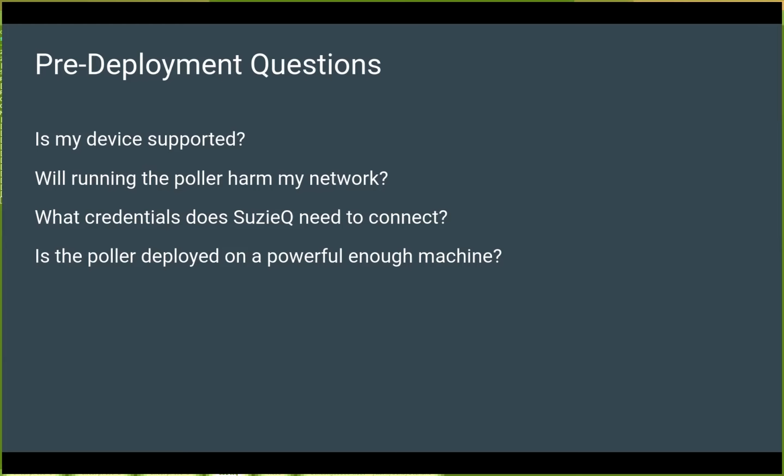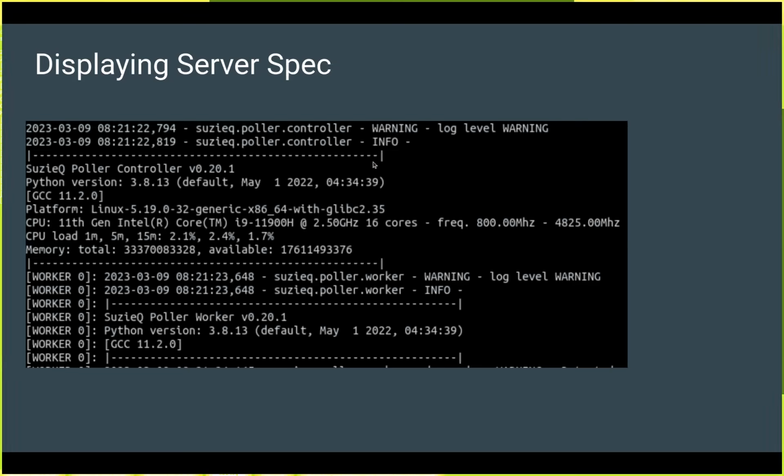So is the poller deployed on a powerful enough machine? I used to answer that frequently on Slack. Instead, what we now do is when you fire up SuzieQ Poller, this is going to be in the next version, it is not in the 0.20.1 which is displayed here. It's actually going to be in 0.21, which will hopefully be out by the end of March, or maybe the middle of April. Will display this particular information, which, oh no, I'm sorry, this is actually there in 0.20.1 today.